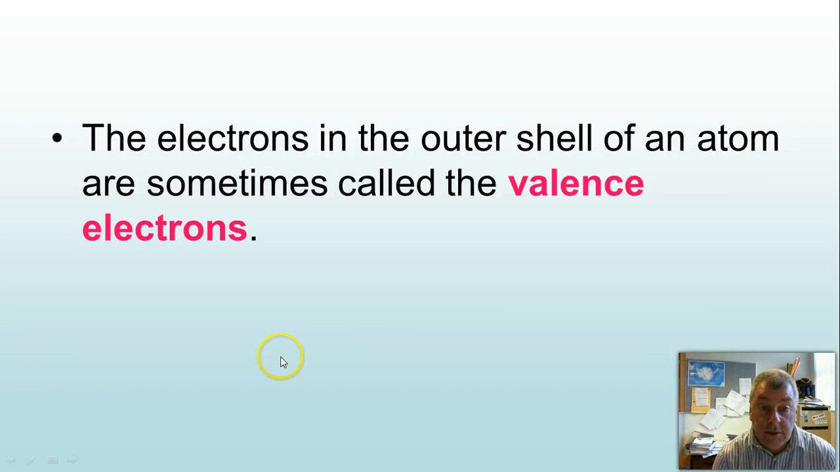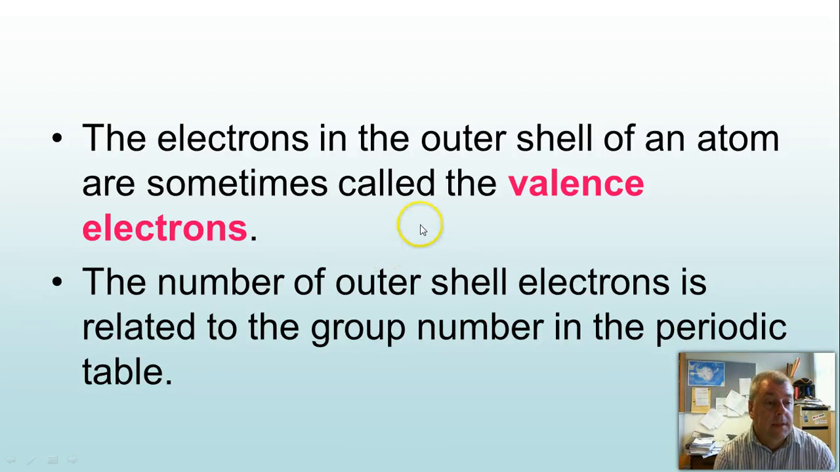Electrons in the outer shell are sometimes referred to as the valence electrons. So we might just call them the outer shell electrons, but sometimes we refer to them as the valence electrons. Or what is the valence of an atom? For example, what is the valence of sodium? The valence of sodium is +1. The number of outer shell electrons is related to the group number in the periodic table. So on your information sheet, you can see how many electrons are in the outer shell from the group number.